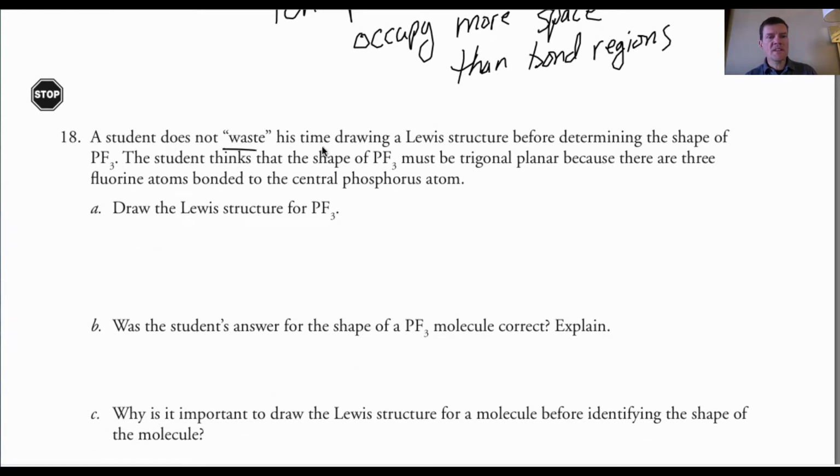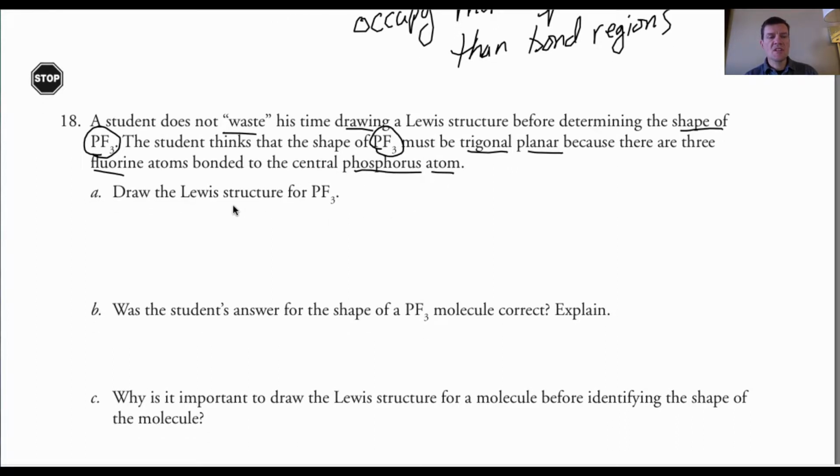A student does not waste his time drawing a Lewis structure before determining the shape of PF3. The student thinks that the shape of PF3 must be trigonal planar because there are 3 fluorine atoms bonded to the central phosphorus atom. So, it says draw the Lewis structure of PF3. I'm going to show you now the steps that you are going to have to follow in order to draw the correct Lewis structure for any molecule. Okay? And as I do so, you can write these steps down, practice them yourself, and become very proficient at drawing Lewis structures.